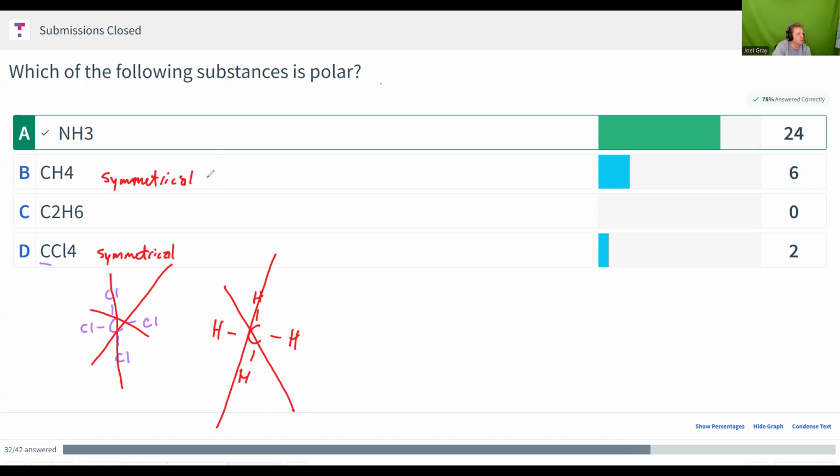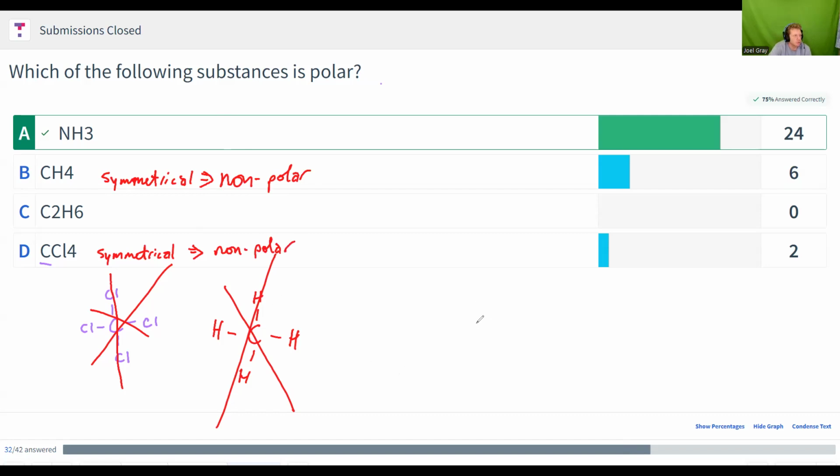Symmetrical. Therefore, it is non-polar. I'm going to draw an arrow. There we go. Non-polar.